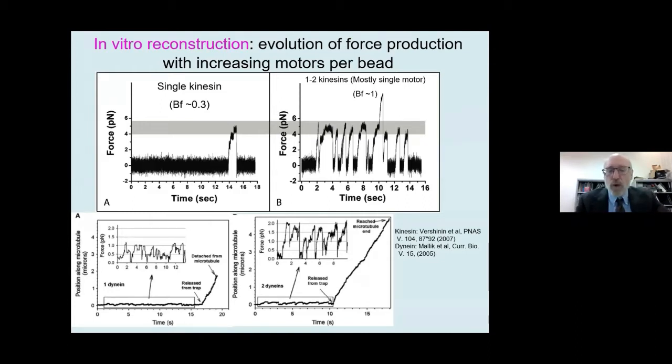When you get a bead with a motor on it, it will go up and stall at around 5 piconewtons. If you put more motors on the bead, you'll see a lot of single motor events, but every once in a while the bead will be in such a position or orientation that two motors can bind. When two motors bind, you see this other kind of behavior here where the force is a little higher, and you can quantify that, and it turns out that the forces are roughly additive.